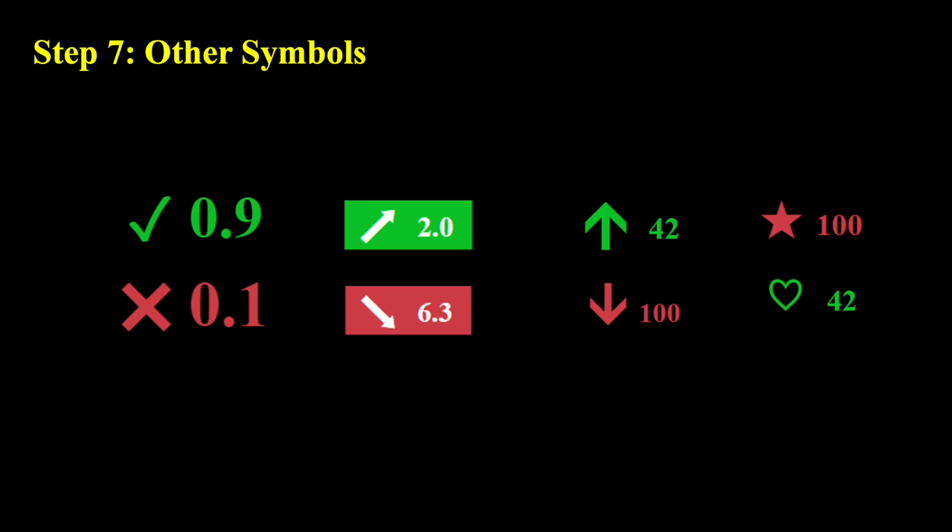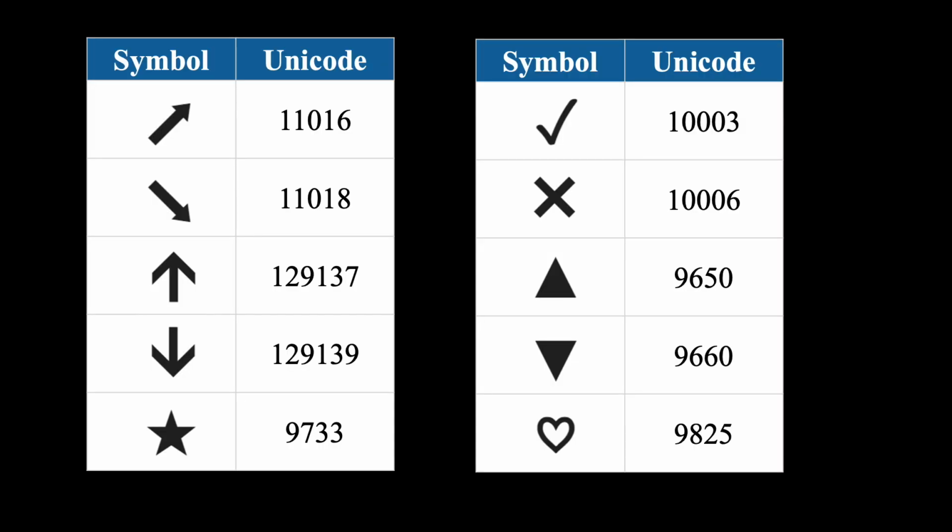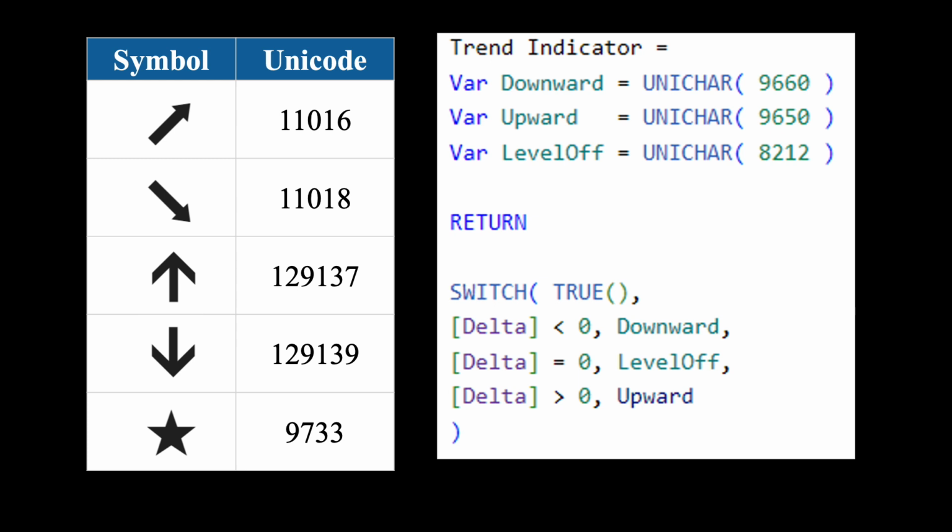And now what if you want other symbols like those ones? And all we need is their corresponding Unicodes. So please take a screenshot for your future references for all those Unicodes. And when we make that change, we need to go to the measure for trend indicator at step 3, and then change the corresponding Unicodes right here.